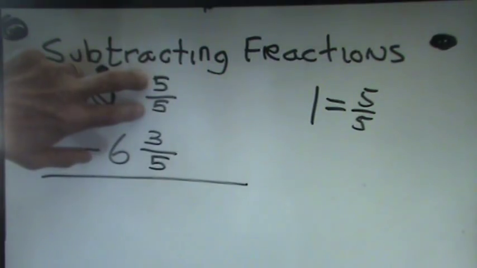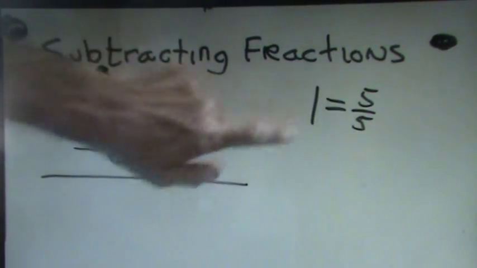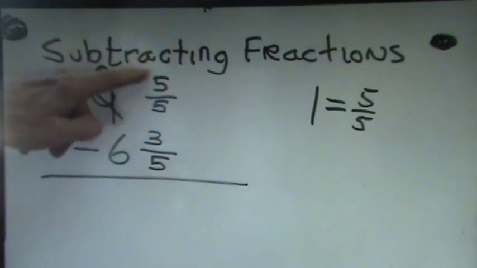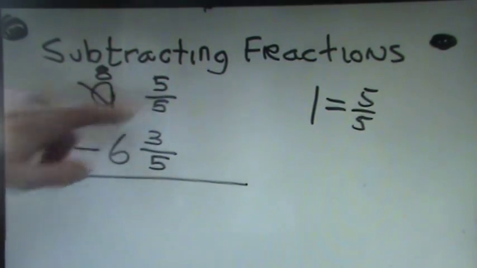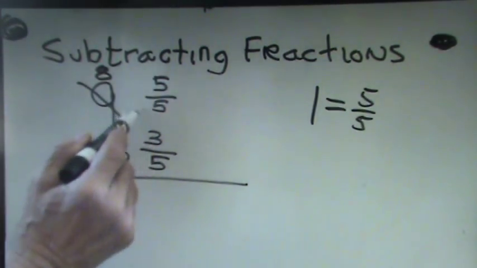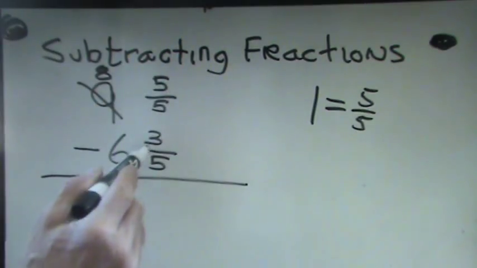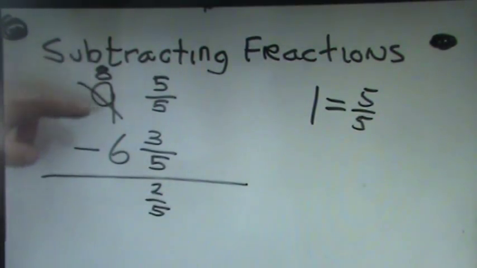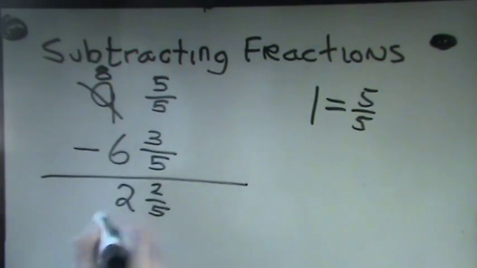Well, 5/5 is exactly the same thing as 1. So the one I borrowed, I just changed it and rewrote it as 5/5. Now I have the denominators the same, 5 and 5. So now I can subtract 5/5. 5 from 3 gives me 2/5. And now since I borrowed, the 9 became an 8. 8 take away 6 is 2.